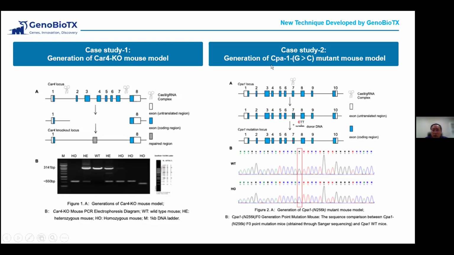For case study 2, we generated a point mutation model. We introduced a G2C mutation in the CPE1 gene. So we targeted this site where we introduced this mutation. This is a sequence analysis of this mouse after 3 months from the F0 mice. You can see here, this is clearly a homozygous point mutation. So both of those 2 lines, we got them in 3 months. Right now, they are all 8 weeks old. They are ready for immunization or for phenotype analysis.